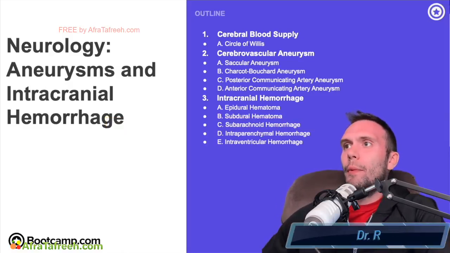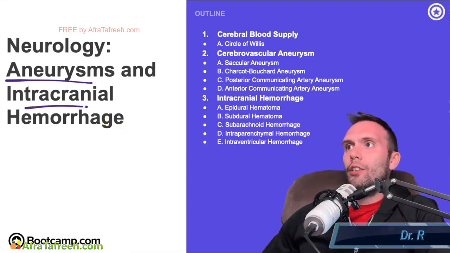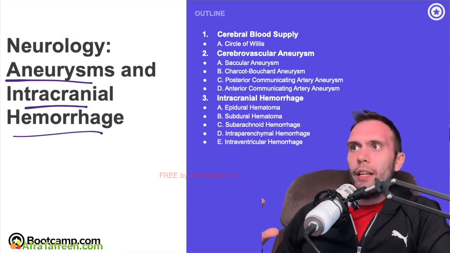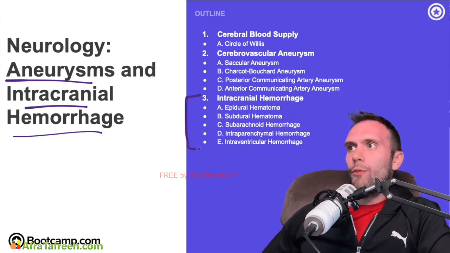In this video, we're going to talk about aneurysms and intracranial hemorrhage, and we're really building on the last video where we started to talk a little bit about different kinds of strokes. We talked about hemorrhagic strokes, so we'll talk about those, but first we'll start off with the circle of Willis and just go through some anatomy.